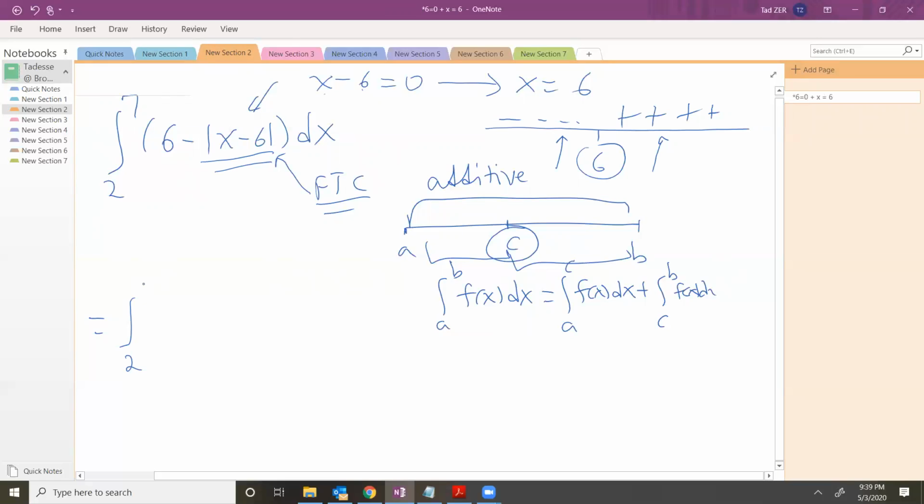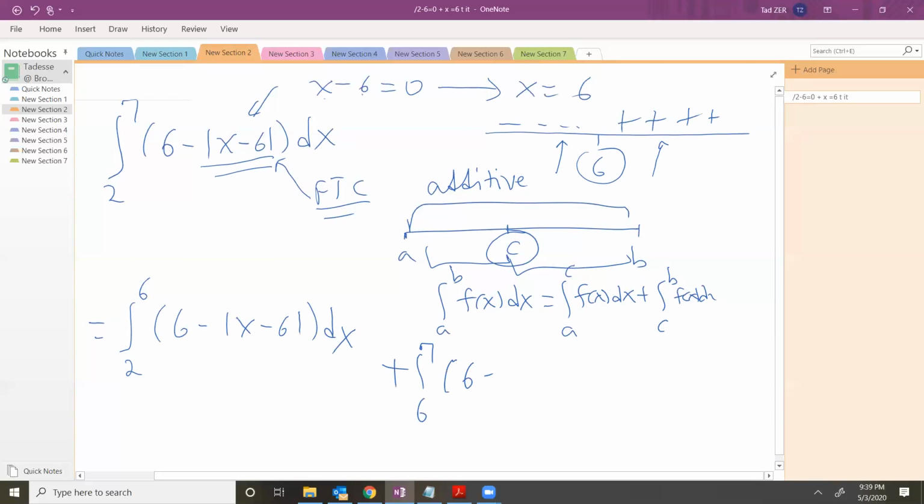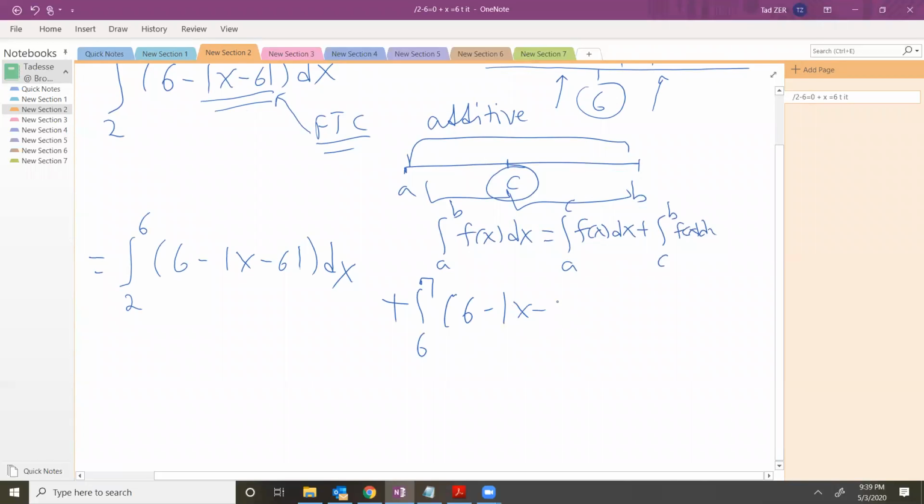My c will be 6, so the integral from 2 to 6 of 6 minus absolute value of x minus 6 dx, plus the integral from 6 to 7 of 6 minus the absolute value of x minus 6 dx. So basically what I did is I found the 0 of the expression inside the absolute value. Whether it's linear, quadratic, you just find the 0 of that expression, and then you need to split it.